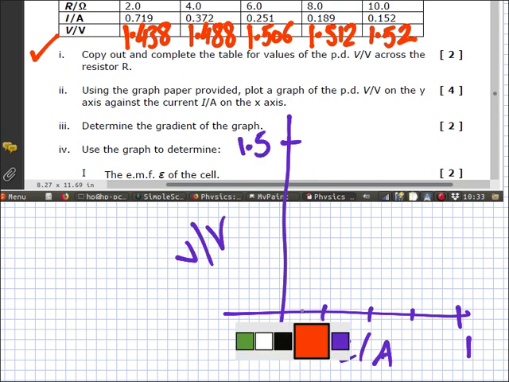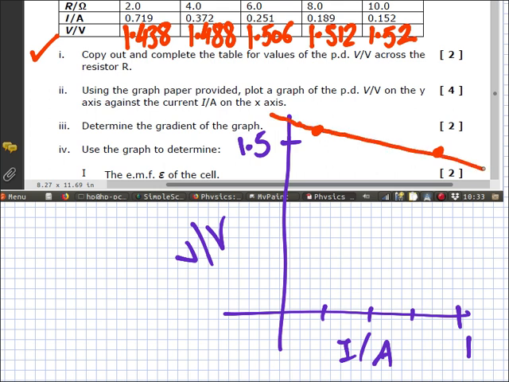So the first value, for example, is 0.719 and 1.43. So it'd be like there. And the smallest value would be, for example, 0.152 and so on. I made a real big dinner of this. Now obviously in the exam do it properly, okay? I'm saving time by just giving you a rough idea of what you do.